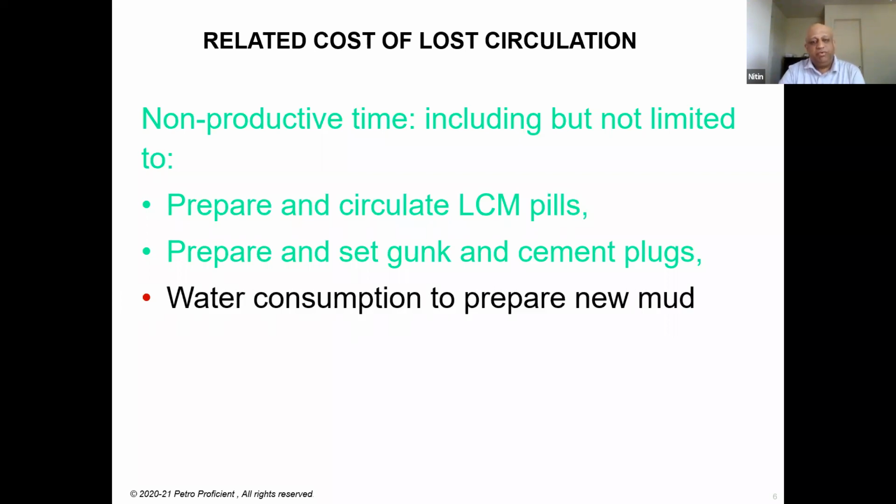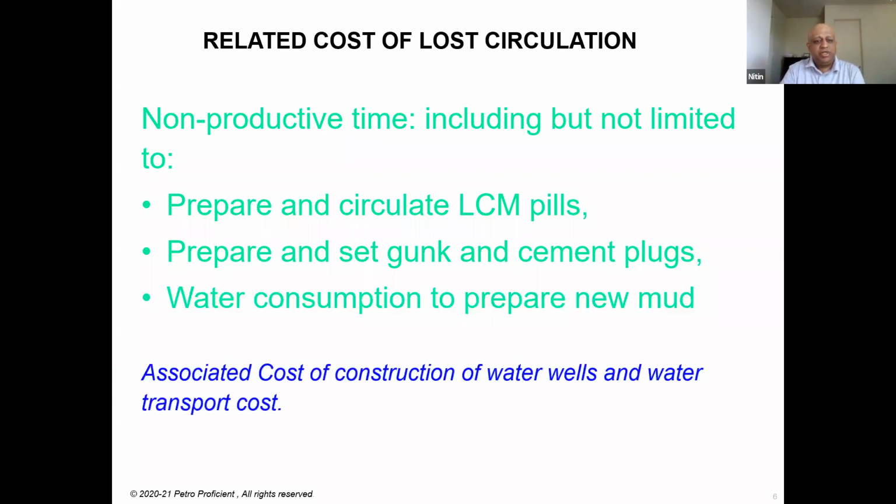And then again, if you're going to use new mud for replacing the lost mud, then you need a lot of water. If it is a water-based mud, normally the surface and intermediate sections that we are referring to use water-based mud. So you consume a lot of water to prepare this mud, and that is also additional cost, along with the associated costs of transporting water, water wells and all that. These are all indirect costs that get associated with the drilling, and we end up consuming a lot of materials like this, and therefore these are some of the issues associated with loss circulation.